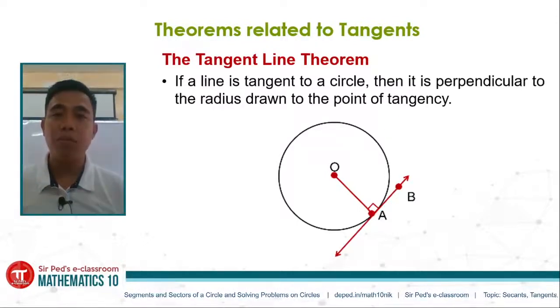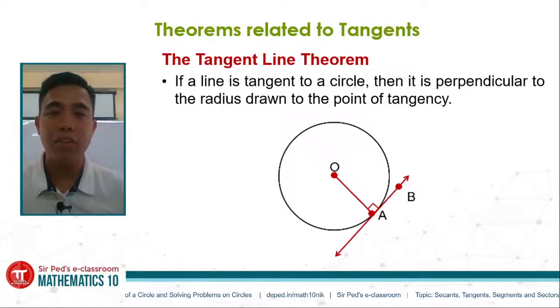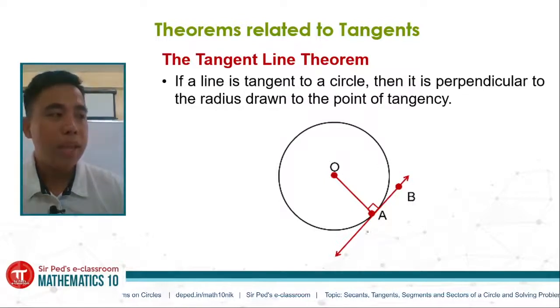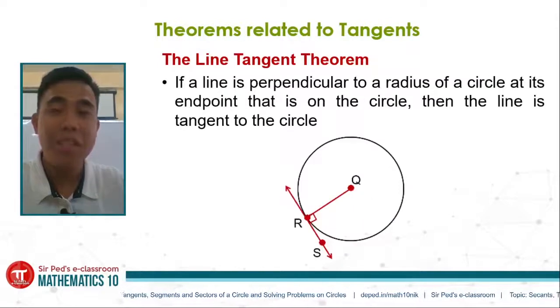So let's start with the tangent line theorem. If a line is tangent to a circle, then it is perpendicular to the radius drawn to the point of tangency. So consider this circle O and the tangent line AB. If a line is tangent to circle O at A, then the angle formed is a right angle. They are perpendicular.